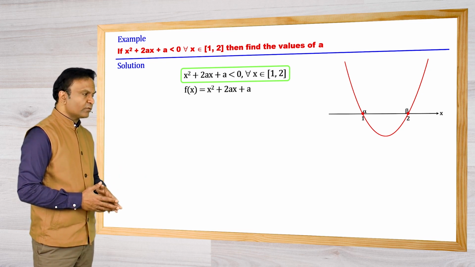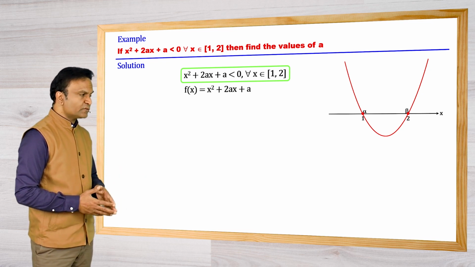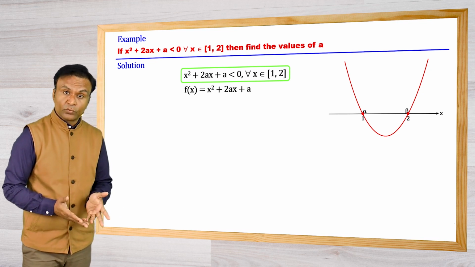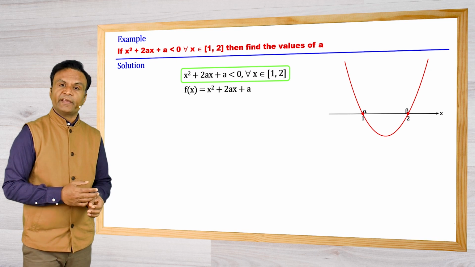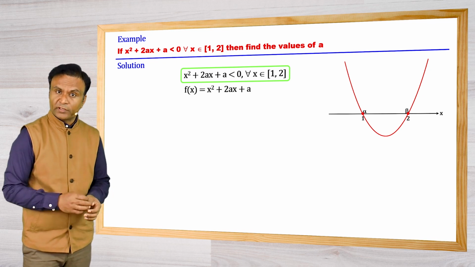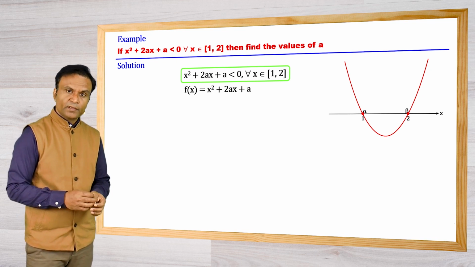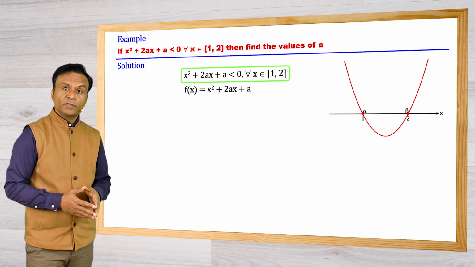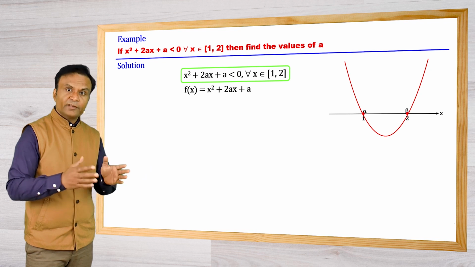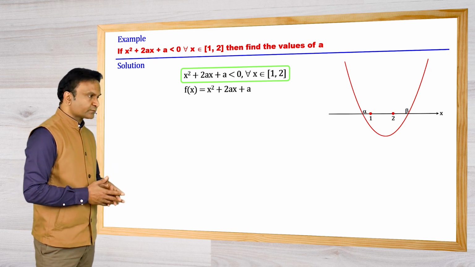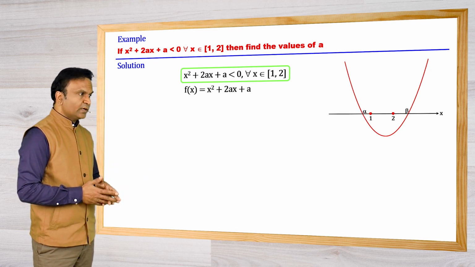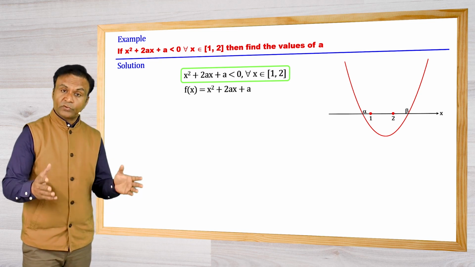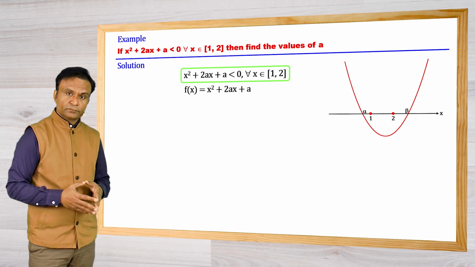If we put 1 and 2 on the roots, for these values of x, f(x) is equal to 0. But we want f(x) to be negative only. So we can't put 1 and 2 on the roots. So 1 and 2 come between the roots like this. How can you ensure that 1 and 2 lie between the roots alpha and beta?